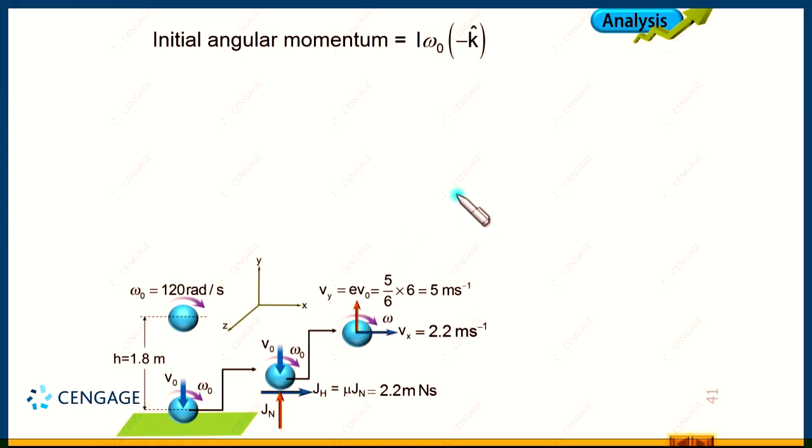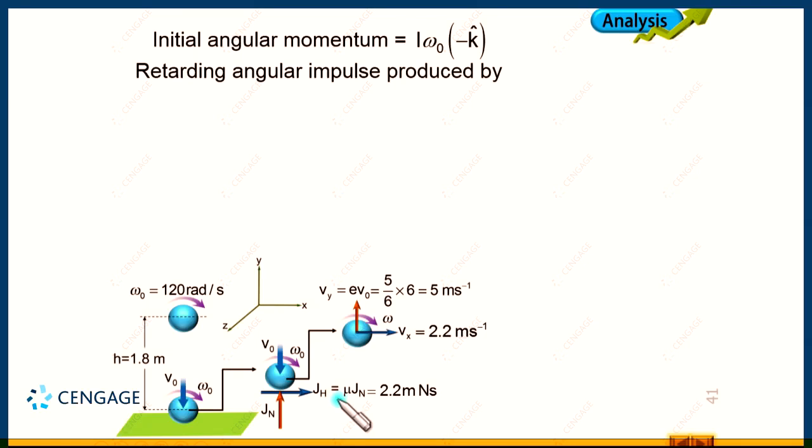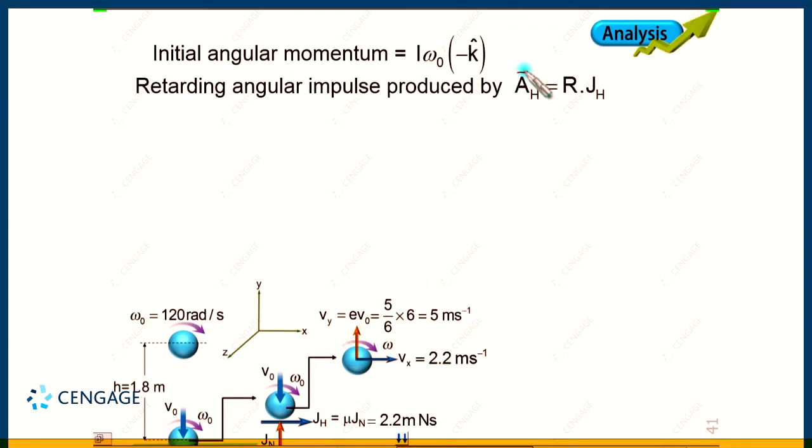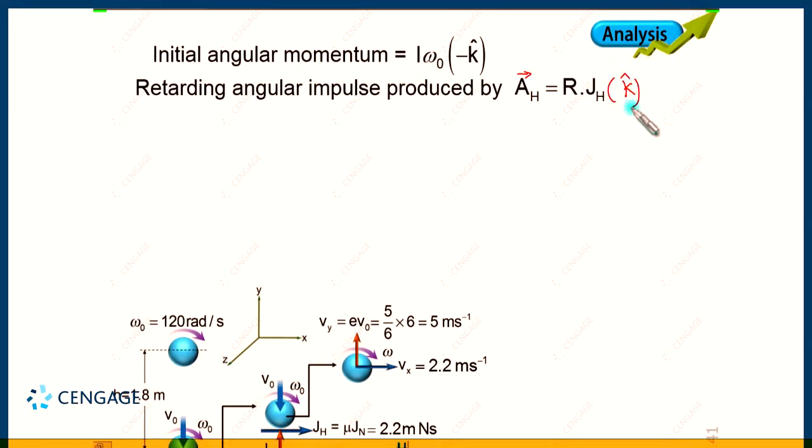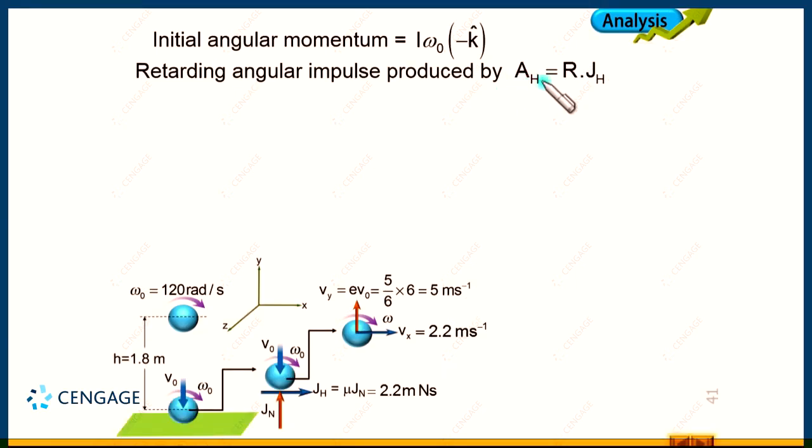So let us write the magnitude of this angular impulse. This is equal to Jh multiplied by R, right? And if we want to specify the vector sense, you can observe here from the center, this is providing the anti-clockwise sense of rotation. That means the direction of the angular impulse is plus k cap. So this is plus k cap. Okay, we got the value of the magnitude.